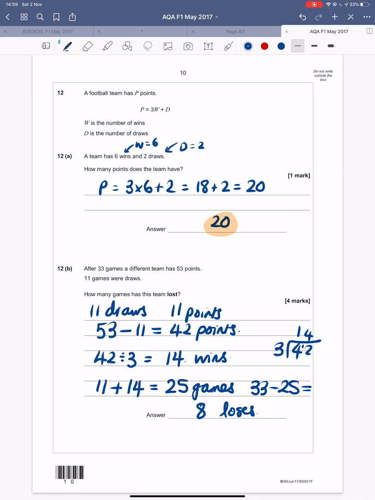8 losing. 8. Let's word that nicely. How many games they've lost? 8. That's the best way to word that. Okay.